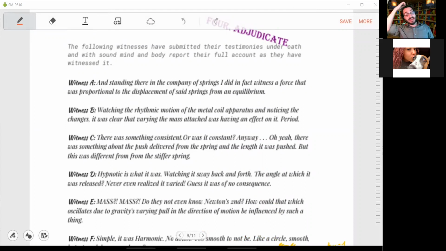So witness A. "And standing there in the company of springs, I did in fact witness a force that was proportional to the displacement of said springs from the equilibrium." Right here, this is our first lab. This is the relationship between the force of the spring and displacement. The force of the spring is proportional to the displacement. Fs is proportional to x.